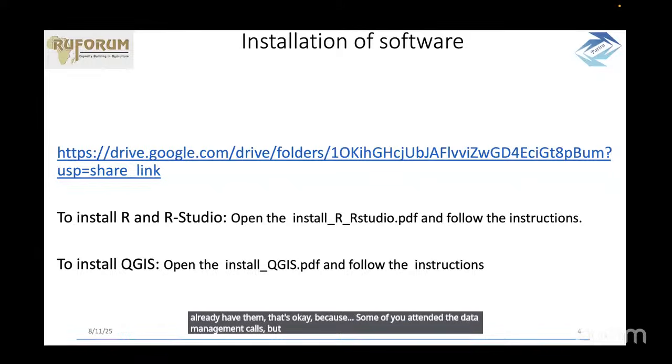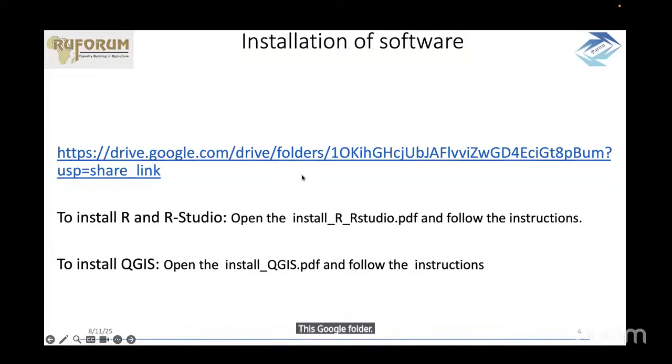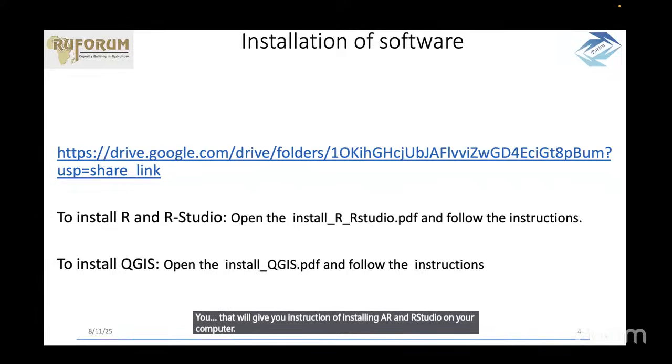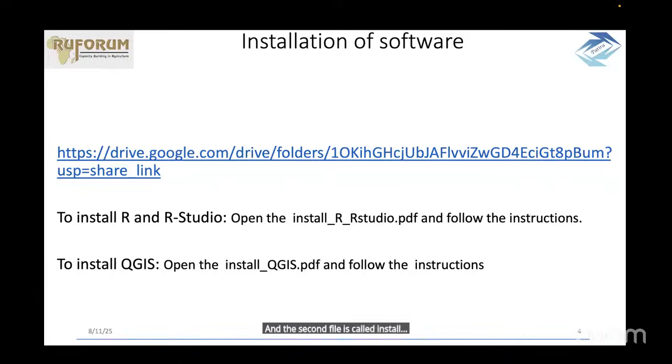But those who are new, I would like them to go to this Google folder, and you have two files. One is called install_r_rstudio.pdf. That will give you instructions for installing R and RStudio on your computer. And the second file is called install_qgis.pdf. That will give you instructions on how to install QGIS.